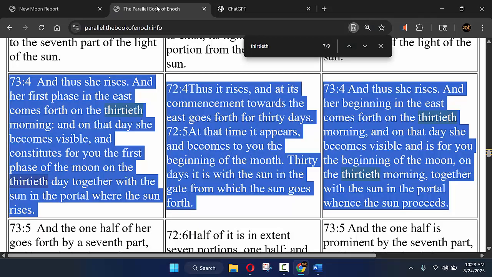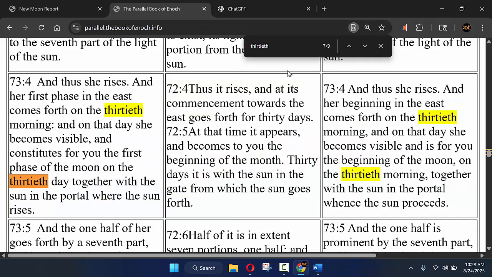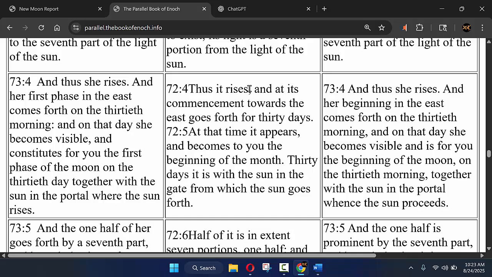Now, this is what we're talking about. This is Enoch. You see 3 different translations of Enoch here. The Lawrence translation is in the middle. It says, "Thus it rises, and at its commencement towards the east goes forth 30 days." So this is how we are supposed to calculate our new moons, is by this 30th day.